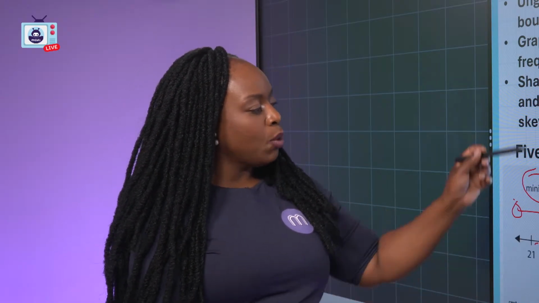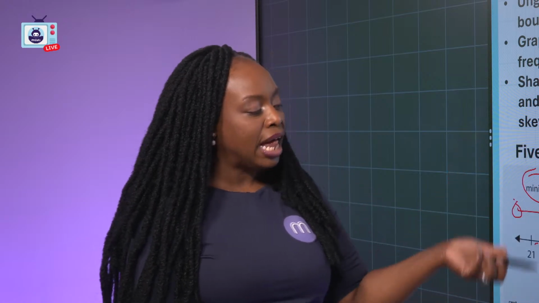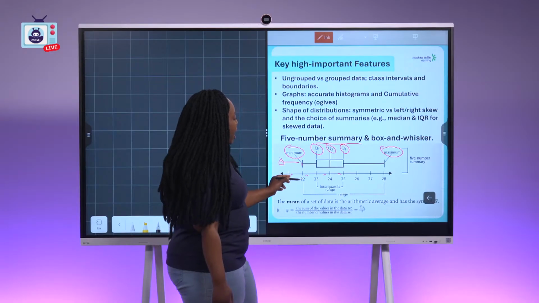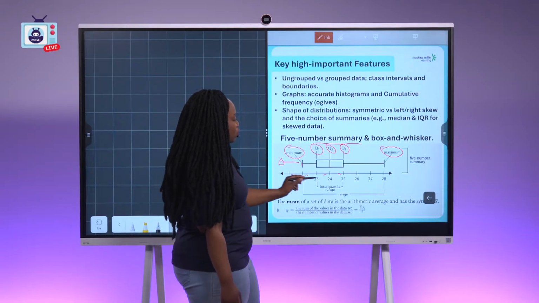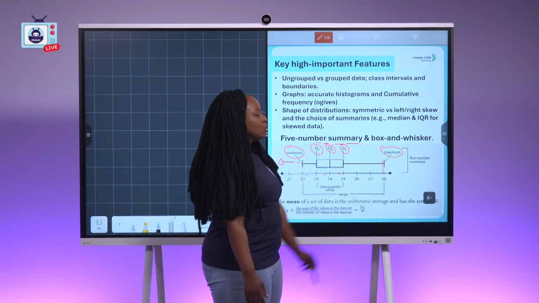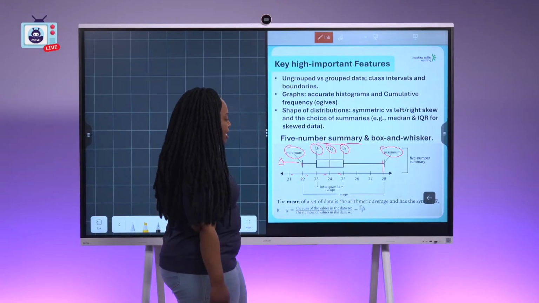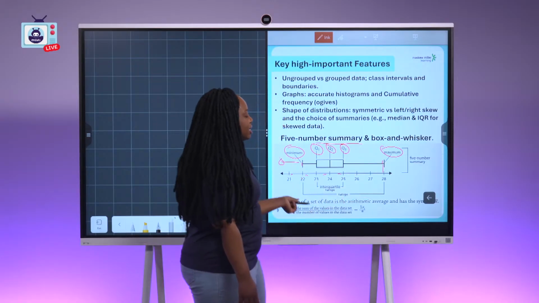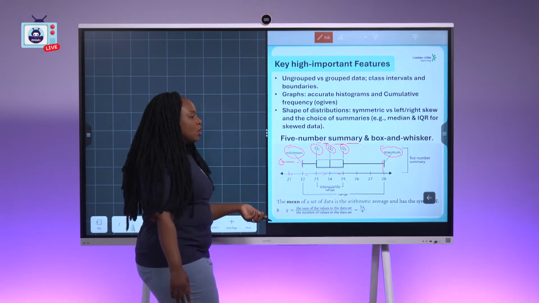Okay. So here when you have your box and whisker, it also helps us to identify the numbers that are given. For example, I know that my minimum number is 22 and my maximum number is 28, just by looking at that. It can also help us to see how we're calculating our interquartile range as well as range.